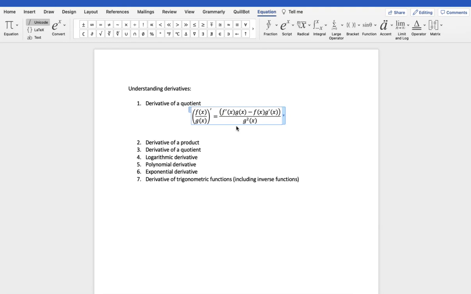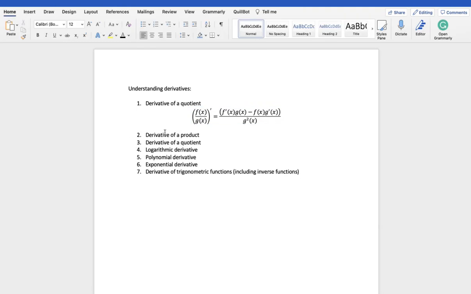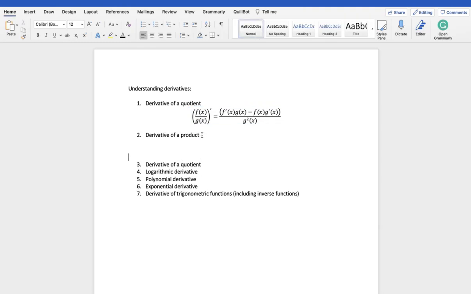So this is the general rule that applies to all quotients. Whatever the values are for f of x and g of x, this is the general rule that governs those types of derivatives. So that's the quotient rule. Looking at the product rule, let me just copy what we did here before.